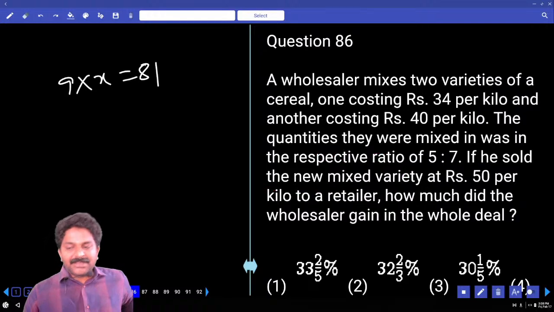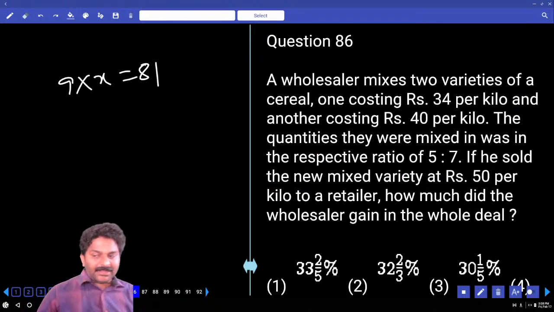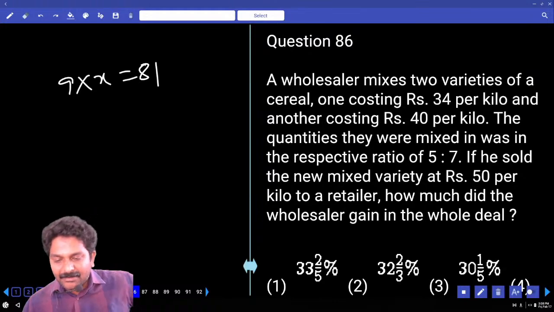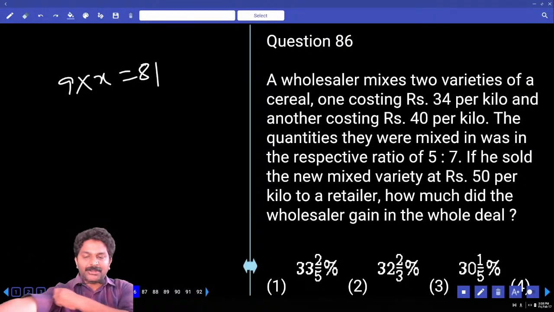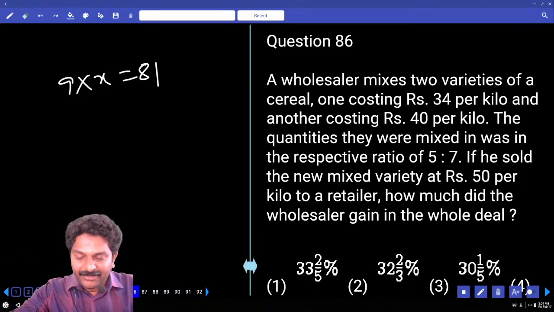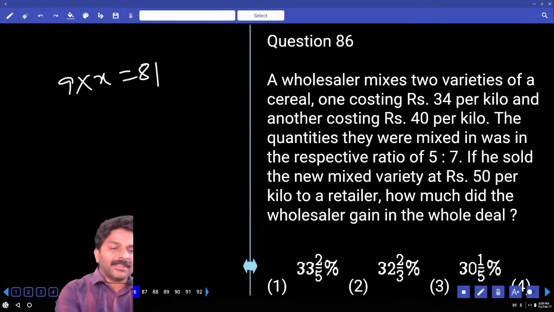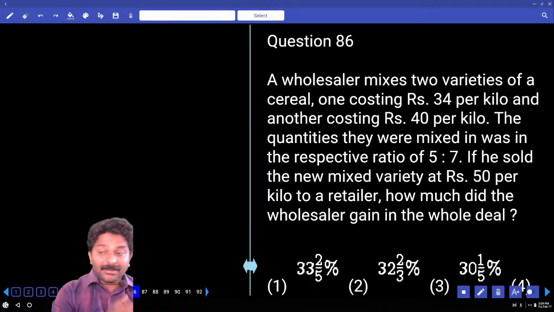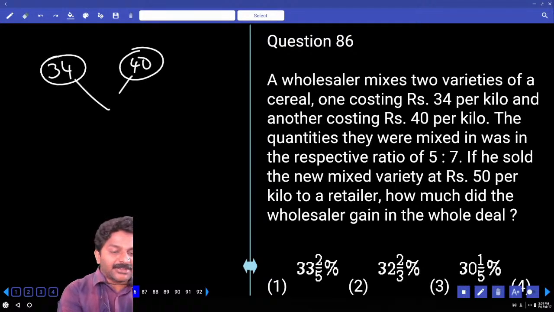86. A wholesaler mixes two varieties of cereal, one costing 34 per kilo and the other costing 40 per kilo. The quantities are mixed in the ratio 5:7. If he sold the new mixed variety at 50 rupees per kilo to the retailer, how much did the wholesaler gain in the whole? Right, there are a couple of ways to answer the question, but I'll use alligation. First variety cost is 34, the second variety cost is 40. In what ratio were they mixed?